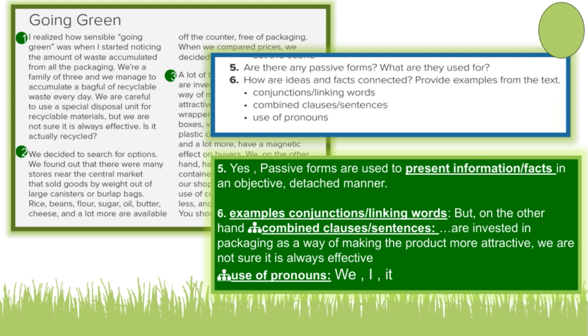Also, pronouns like we, I, and it are often used in passive constructions to refer to the subject indirectly. This helps maintain an objective tone and keeps the focus on the action or idea rather than the person performing it. So, in summary, passive forms combined with linking words and pronouns allow us to express facts and ideas more neutrally, which is really useful in presenting information objectively.